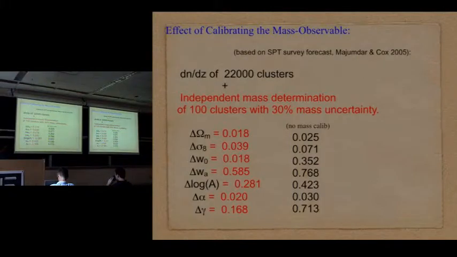And RCS2, which is 10 times bigger than RCS1, we hope to be able to provide constraints of the order of this kind of accuracy. This is what Magellan did for the SPT survey, assuming 22,000 clusters. RCS2 will probably have about 10,000 clusters, so the numbers would be comparable.